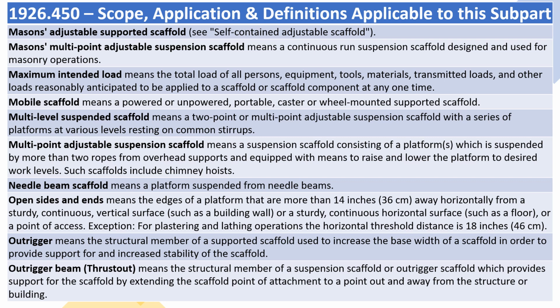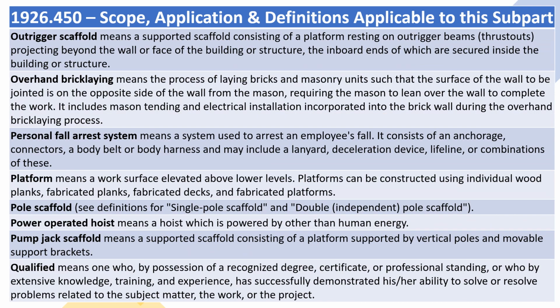Outrigger means the structural member of a supported scaffold used to increase the base width of a scaffold in order to provide support for and increased stability of the scaffold. Outrigger beam, thrust out, means the structural member of a suspension scaffold or outrigger scaffold which provides support for the scaffold by extending the scaffold point of attachment to a point out and away from the structure or building. Outrigger scaffold means a supported scaffold consisting of a platform resting on outrigger beams, thrust-outs, projecting beyond the wall or face of the building or structure, the inboard ends of which are secured inside the building or structure.